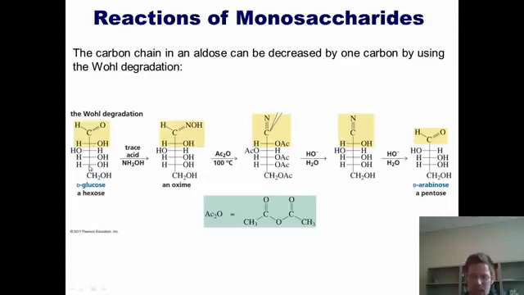So let's take a look again at the sequence of reactions, the Wohl degradation. I begin with this sugar, and I'm in a position where I want to have a sugar that has one carbon less. I take it, heat it up with trace acid and hydroxylamine, and I generate this oxime. I then take that oxime and treat it with acetic anhydride. It effects an elimination reaction, or a dehydration, which gives me this nitrile.